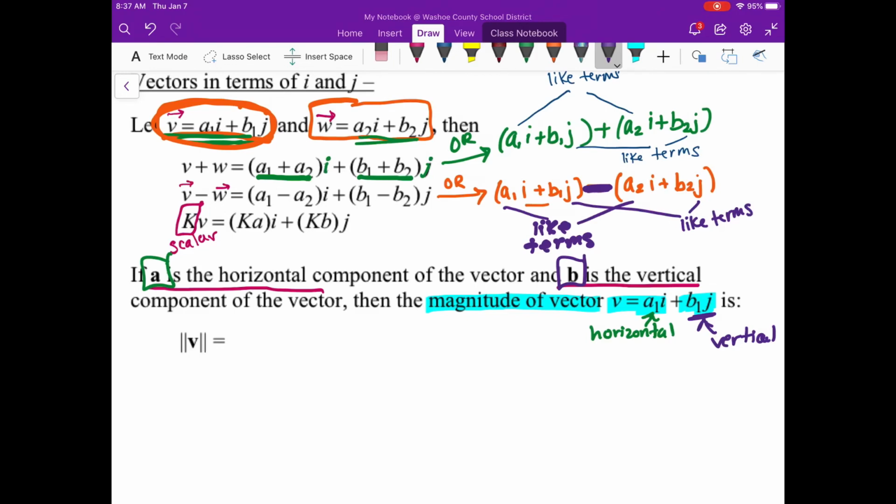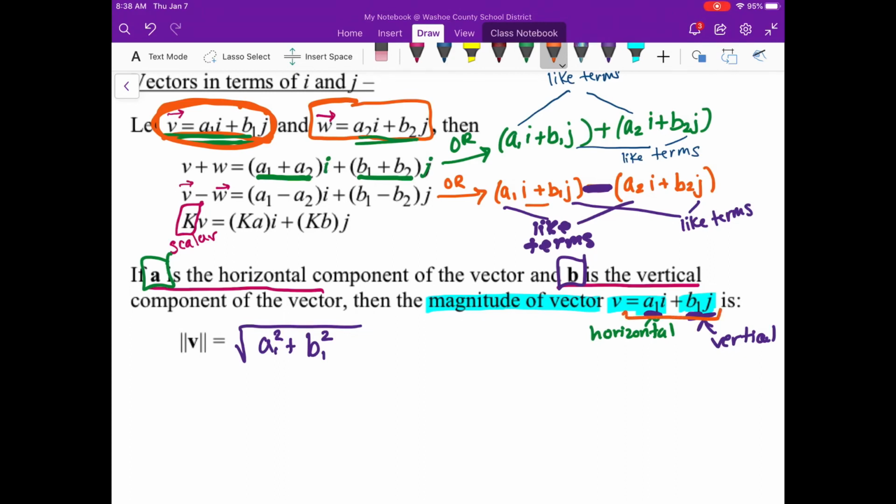Okay, so here is the general formula for finding the magnitude. The magnitude is going to be a squared plus b squared. And these are just a1 squared, b1 squared. I'm just keeping those letters consistent. And then you're going to take the square root and simplify.